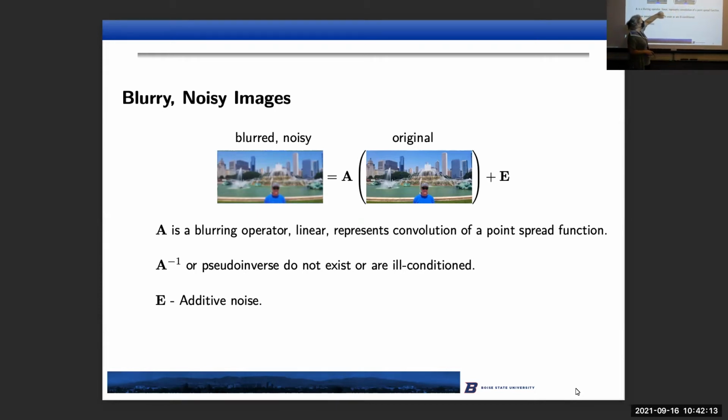Now, the formula goes like this. What we observe is that there's an operator A that acts on the true image. And that operator, at least in digital imaging, is linear, and it typically represents the convolution with a point spread function. In my example, I'm also using noise. So the blurring comes about in this operator, and then the noise comes about in this operator.